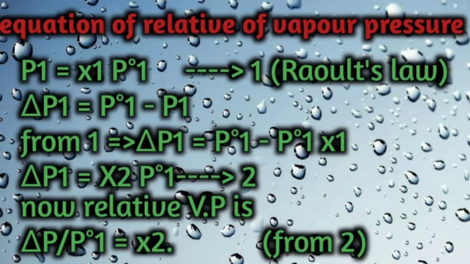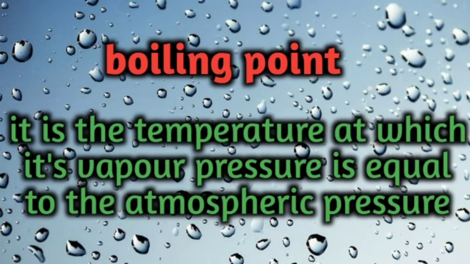We got this from the previous step, that is if we take P01 common from that we will get 1 minus x1. If we have only two components in the solution, the solvent and the solute, then 1 minus x1 denotes x2, right? That is x1 plus x2 equals 1 according to mole fraction. So we got that step. So finally the relative lowering of vapor pressure, delta P1 by P01, equals x2, which is the mole fraction of the solute.